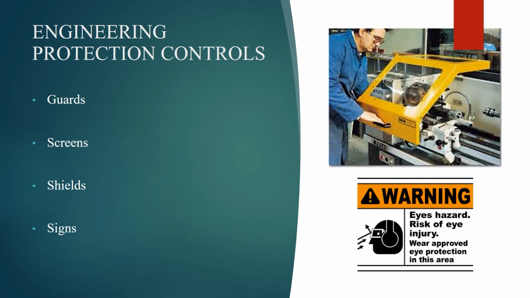Engineering protection controls are measures put in place for employee protection. These controls include barriers such as guards, screens, and shields that can be placed on tools or near work areas. Posted signs that alert everyone of possible risk of eye injury are also examples of engineering protection controls.